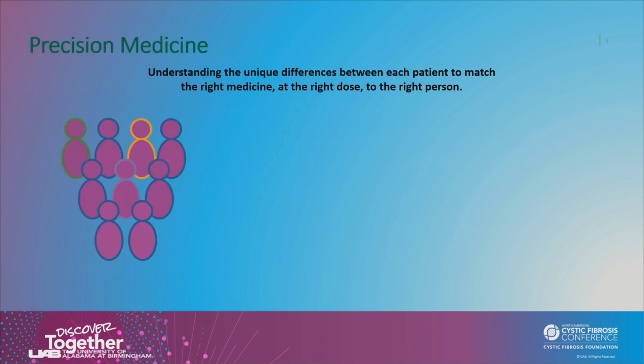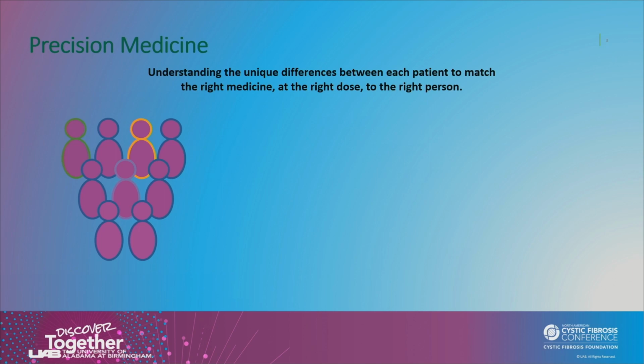So I wanted to start by introducing the underlying purpose and rationale for the study, which is really thinking about precision medicine. I wanted to give a little bit of background so that we're all on the same page as we go through our presentation today. Precision medicine is really understanding the unique differences between each patient to match the right medicine at the right dose to the right person. So it's a little bit different than a lot of the studies that we look at on a more population level, taking it down to the specific patient that's in front of you in the clinic.